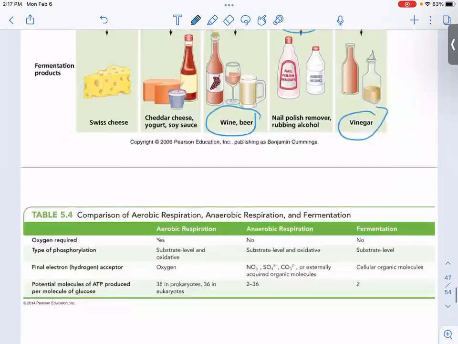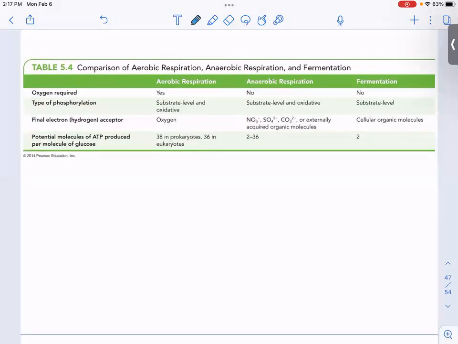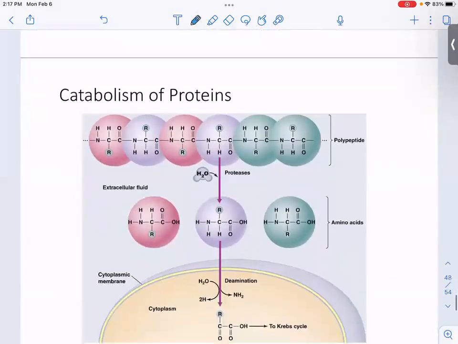I want to end, so this is just one of those tables that can be helpful to cover up and quiz yourself. Okay, are you getting the big picture here? And again, I'm not too worried about counting numbers of ATP or this or that, but that could be helpful.